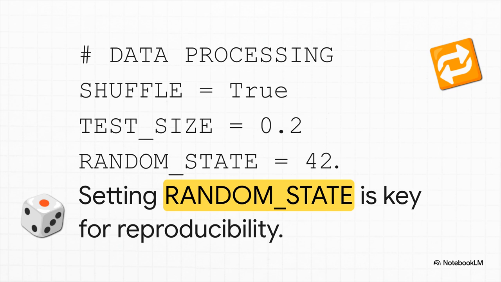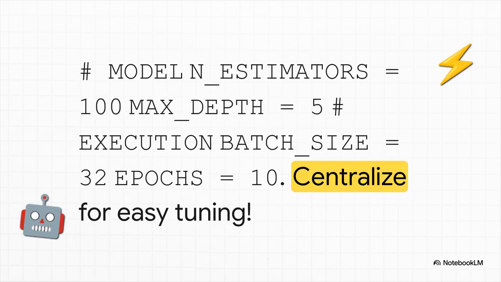This is the secret sauce for reproducibility. By setting this, you guarantee that your train test split is the exact same every single time you run the code. That's non-negotiable if you want to compare experiments fairly. And it's the same exact idea for your model parameters and execution settings. Just lay them all out.